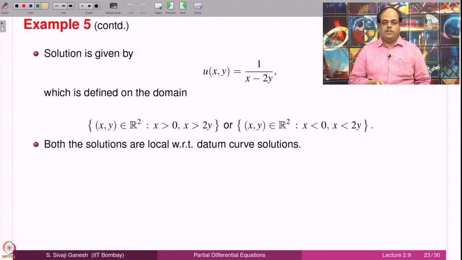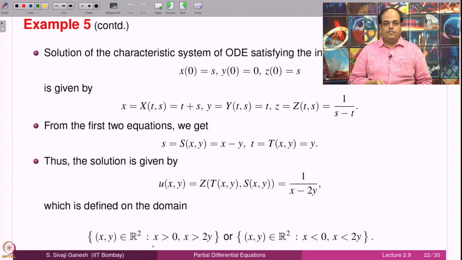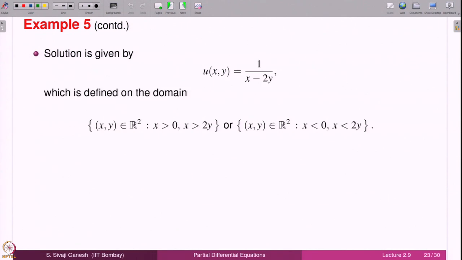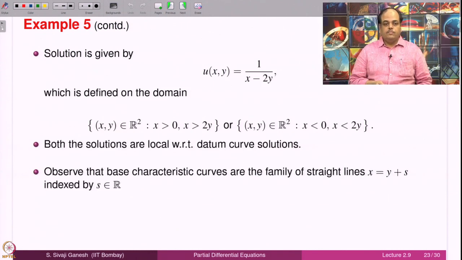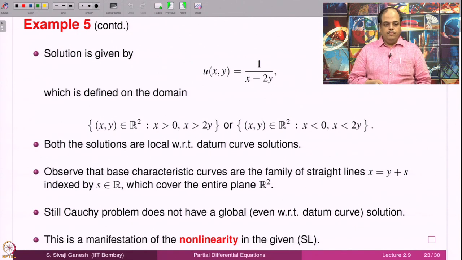Now, both solutions are local with respect to datum curve solutions. Observe that base characteristics are the family of straight lines x equal to y plus s. See here y equal to t, right. So, x minus y equal to s, that is a family of base characteristics and they fill the entire plane. Still the Cauchy problem does not have a global solution with respect to domain, forget about it, even with respect to datum curve it does not have a global solution. So, this is a manifestation of the nonlinearity in the right hand side, namely u square in the PDE.